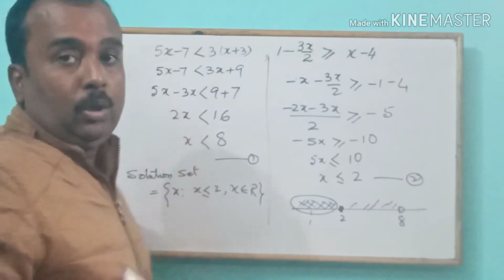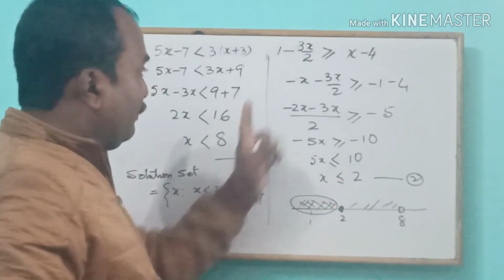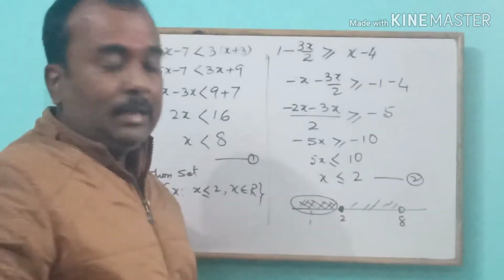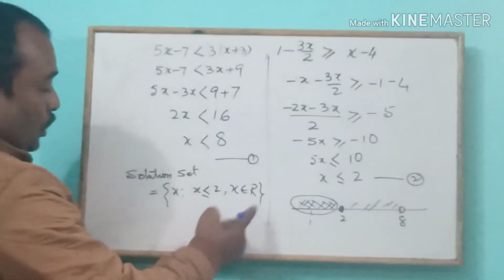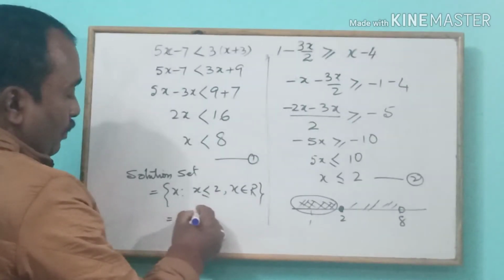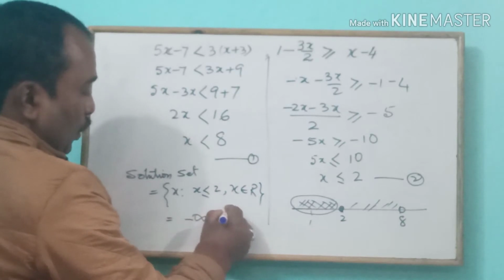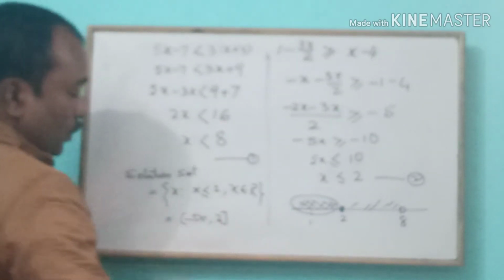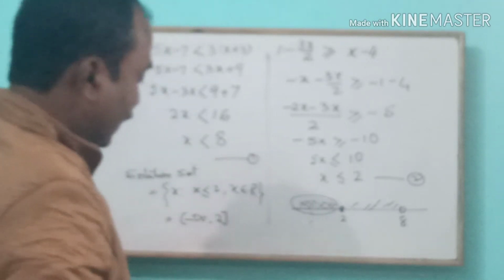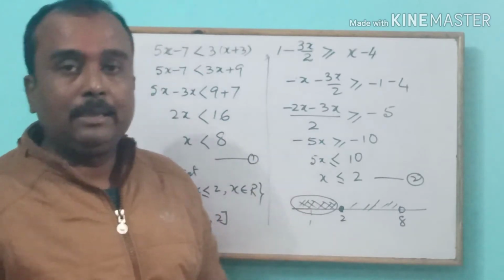To tell you one thing which I forgot to tell: if nothing is given about the replacement set, then we shall take the replacement set to be the set of real numbers. So we can write in interval form, that is minus infinity to 2. 2 is included, so it is a closed bracket, and infinity is not included, so that is an open bracket. So this is the solution set or the range of the values of x. Let us see the next question.